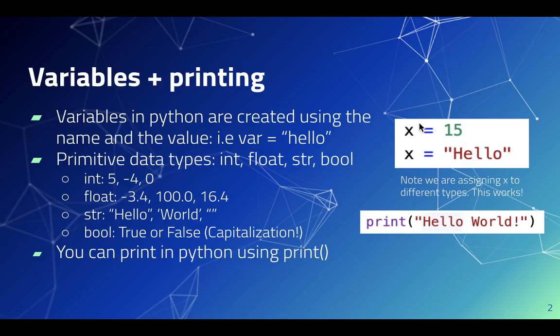So in Python, there are a number of primitive types, but the four main ones we covered were int, float, string, and boolean. So examples of integers are basically any whole numbers. So 5, -4, 0, those are all examples of integers. Examples of floating points, also known as decimals, include -3.4, 16.4, and 100.0. 100.0 may not look like a float because you may think, okay, that's just 100. But because we have the 0.0, it is in fact a float. It's not an integer.